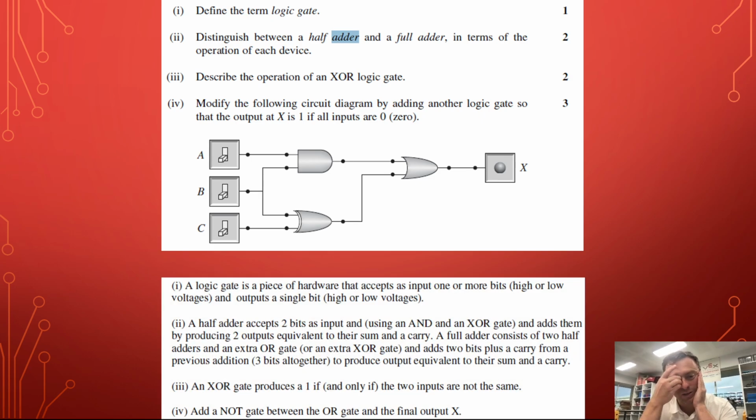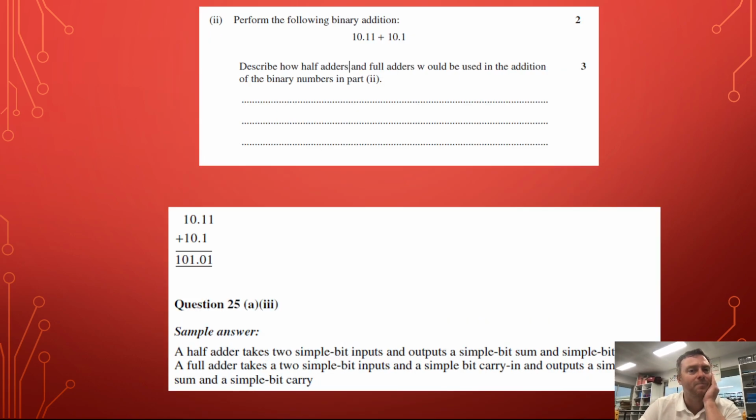So there's the answers. The logic gate is a piece of hardware that accepts the input of one or more bits, so high or low voltages, and outputs a single bit. The half adder accepts 2 bits as an input using AND and OR, and an XOR gate like what we saw at the original, and adds them together, producing 2 outputs equivalent as the sum and the carry. The full adder then consists of 2 half adders and an extra OR gate that then merges together the carry part. You can also use XOR, it doesn't really matter, because it's only ever going to be those outputs. And then from the previous addition, the bits together produce the equivalent output as their sum and carry.